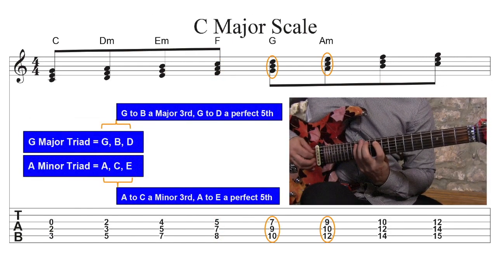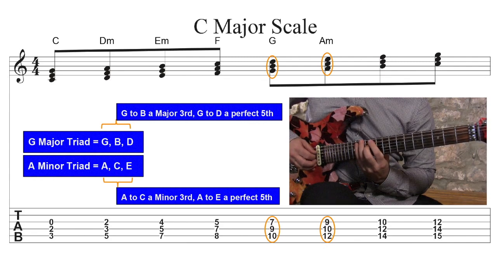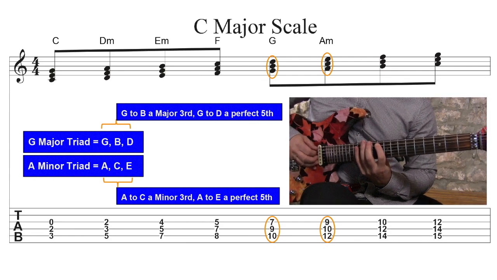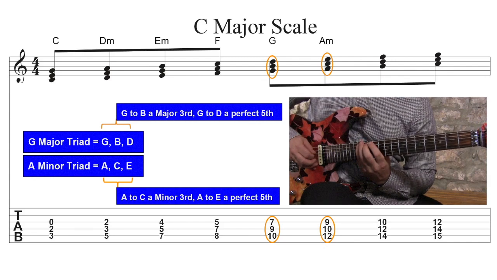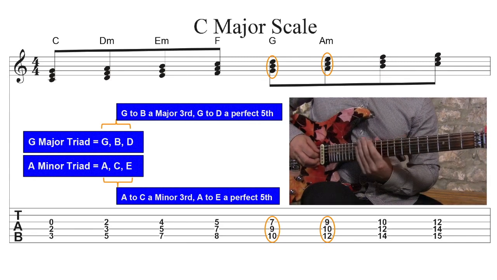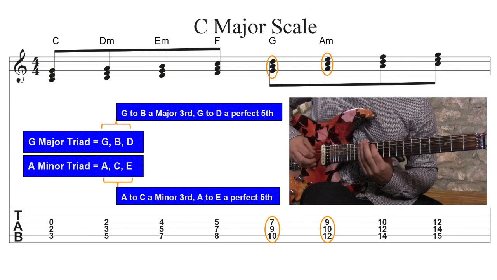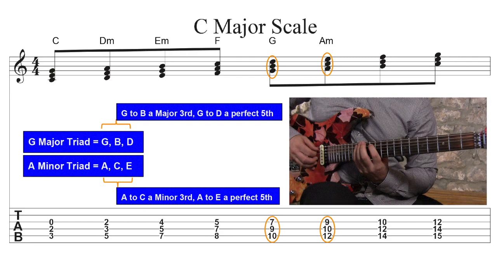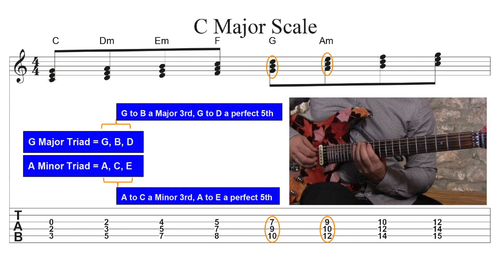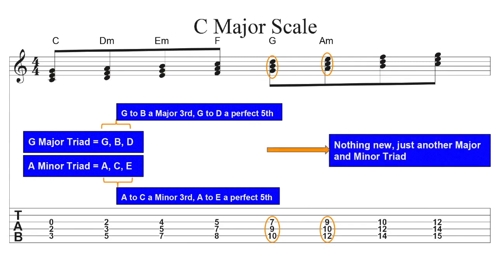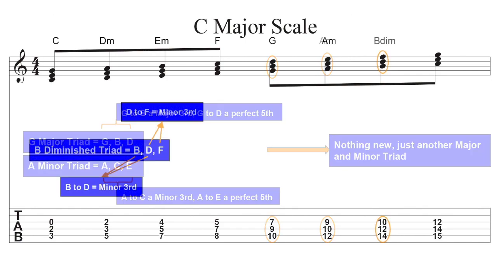Skip A, take B. Skip C, take D. That sounds like another major triad. Major third from G to B. Minor third from B to D. And now we continue on to A. Skip B, take C. Skip D, take E. That sounds like a minor triad again. Minor third from A to C, and a major third from C to E. So nothing new. Now we move on to B, and finally something new and interesting happens.